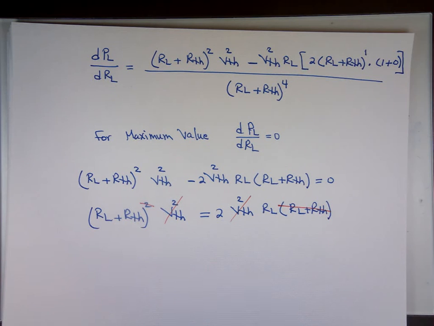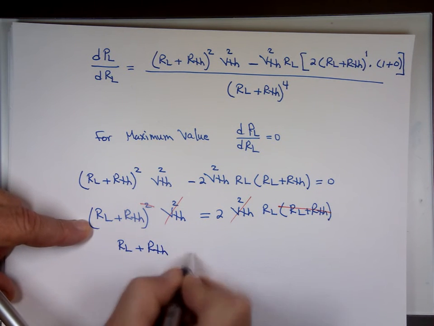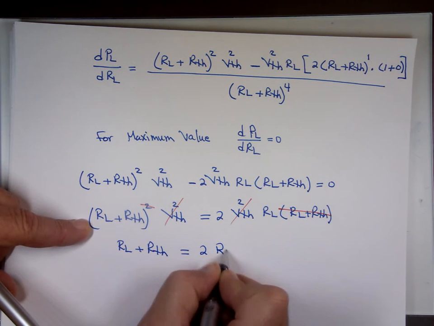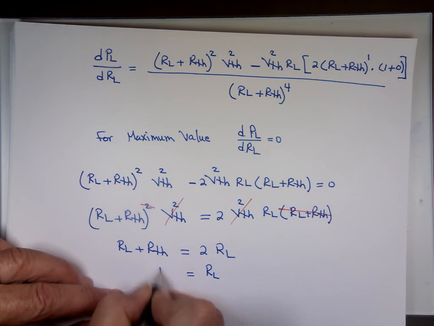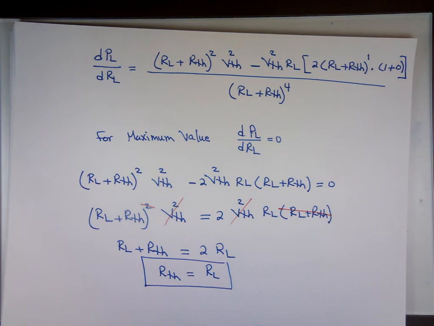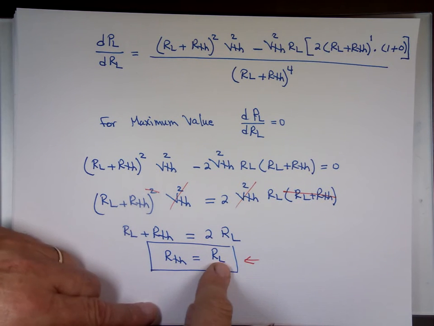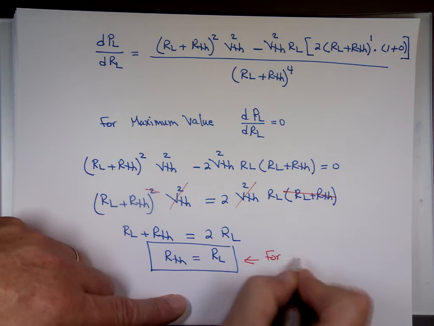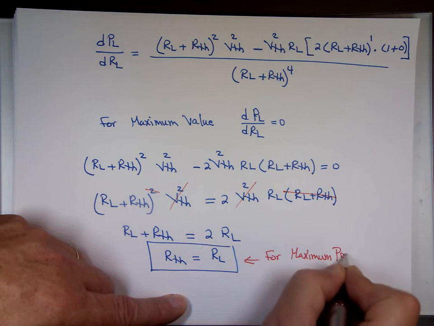So that's going to leave me with what? RL plus R thevenin equals what? 2 times R sub L. Bring the R sub L there. What do we have? RL equals R thevenin. For maximum power transfer, you want to make sure R sub L equals R thevenin. So if you want your power to be the most at the load, make sure R sub L equals R thevenin. See, calculus comes in handy here.